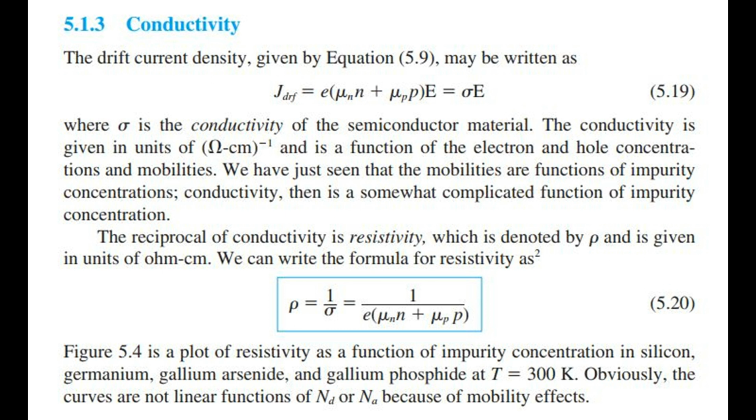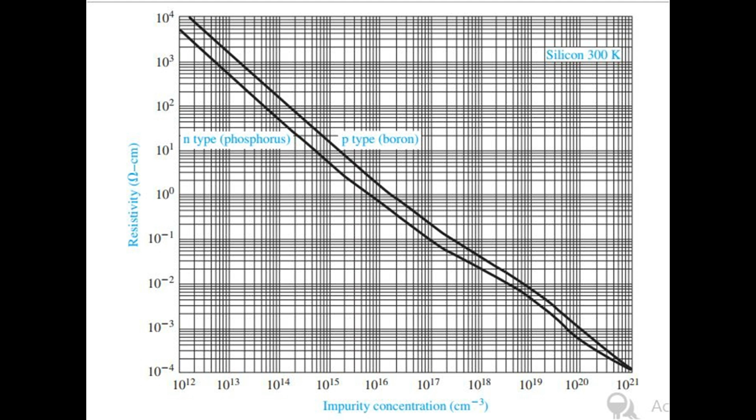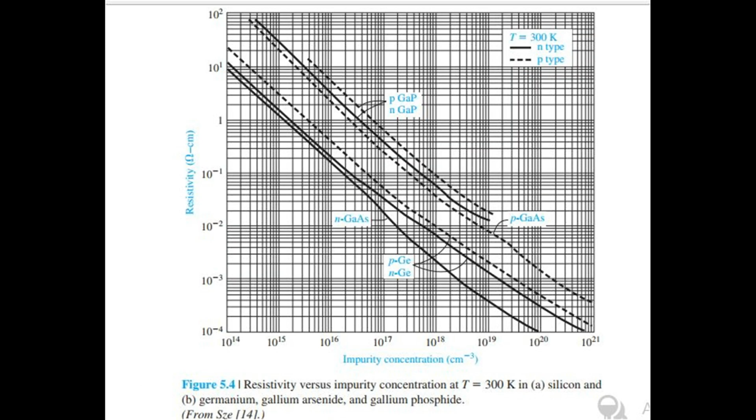We can write the formula for resistivity as follows. Figure 5.4 is a plot of resistivity as a function of impurity concentration in silicon, germanium, gallium arsenide, and gallium phosphide at T equals 300 kelvins. Obviously, the curves are not linear functions of N_d or N_a because of mobility effects. Figure 5.4: resistivity versus impurity concentration at T equals 300 K in (a) silicon and (b) germanium, gallium arsenide, and gallium phosphide.